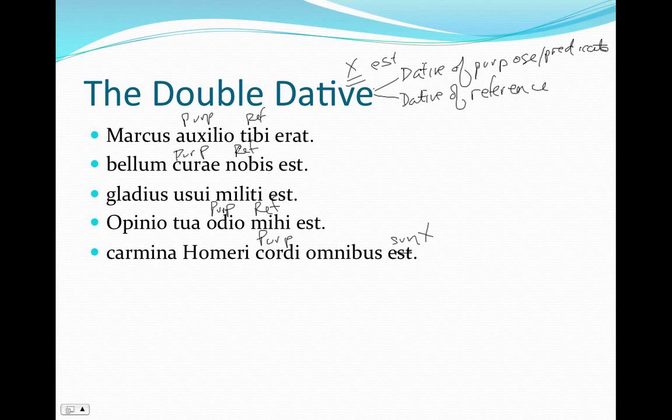Now, each of these, and there are a few others that are fairly common. Exitio, a destruction. Something can be for a destruction. But auxilio, curae, usui, odio, cordi. These are very common datives of purpose that you'll find throughout Latin. So if you keep these particular datives in mind, exitio, destruction, you'll be able to tackle almost all of the datives of purpose that you encounter in Latin.